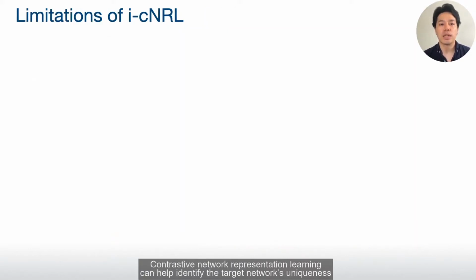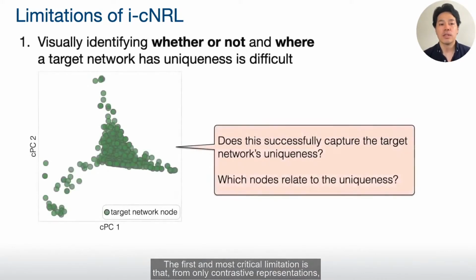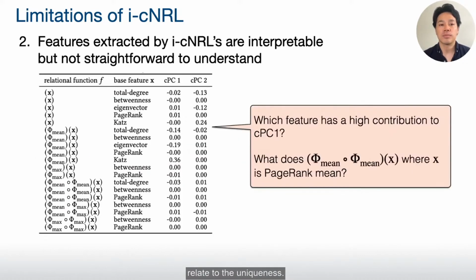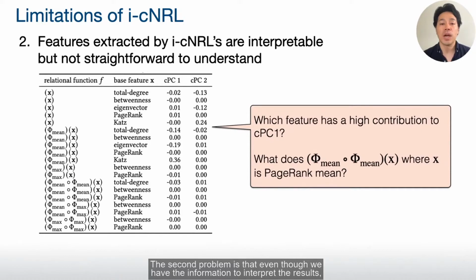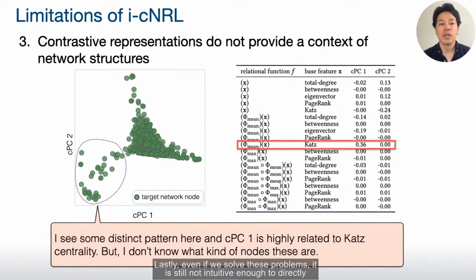Contrastive network representation learning can help identify the target network's uniqueness, but there are several limitations. The first and most critical limitation is that from only contrastive representations, it is difficult to know whether a target network has a uniqueness or not, and which nodes relate to the uniqueness. The second problem is that even though we have the information to interpret the results, understanding this direct output is not straightforward, because there could be many features with complex definitions. Lastly, even if we solve these problems, it is still not intuitive enough to directly analyze contrastive representations, because they do not provide the context of network structures.